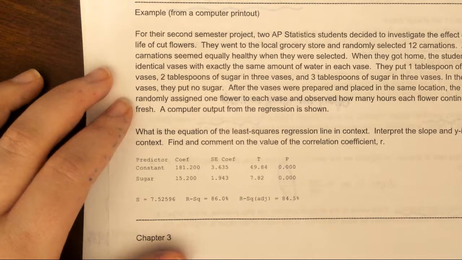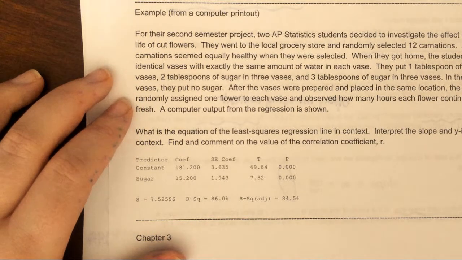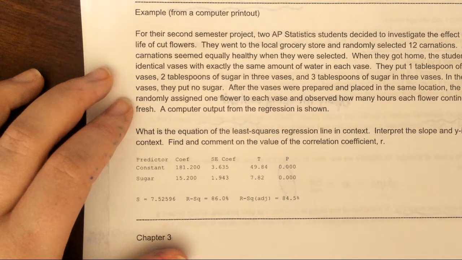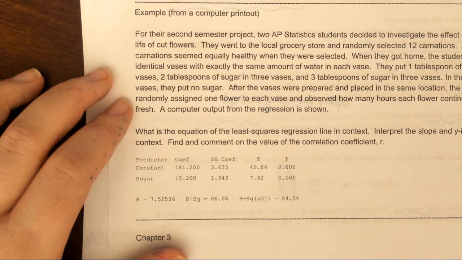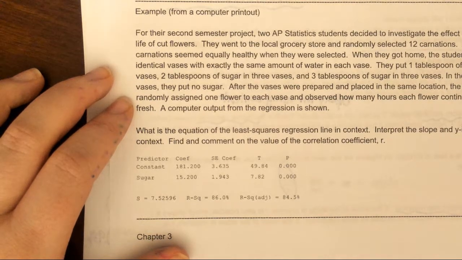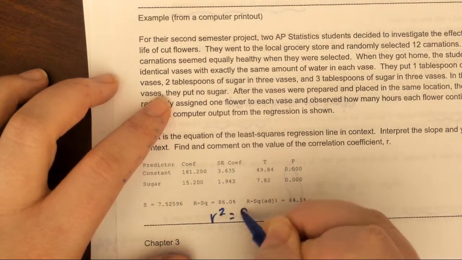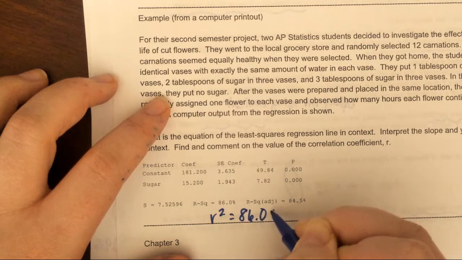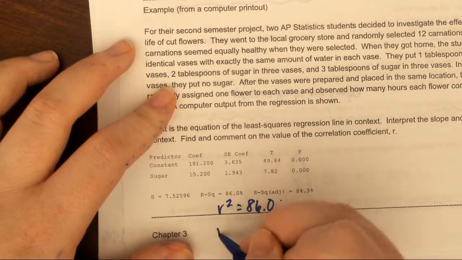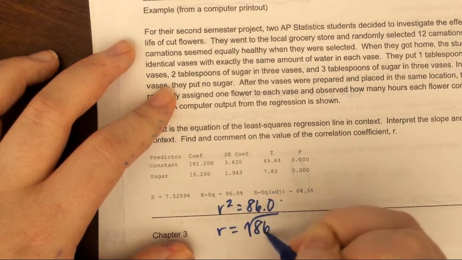So S is probably for standard deviation. But you need R. If they gave you R squared, how would you get R? You take the square root of it. So if they give you R squared is 86.008.